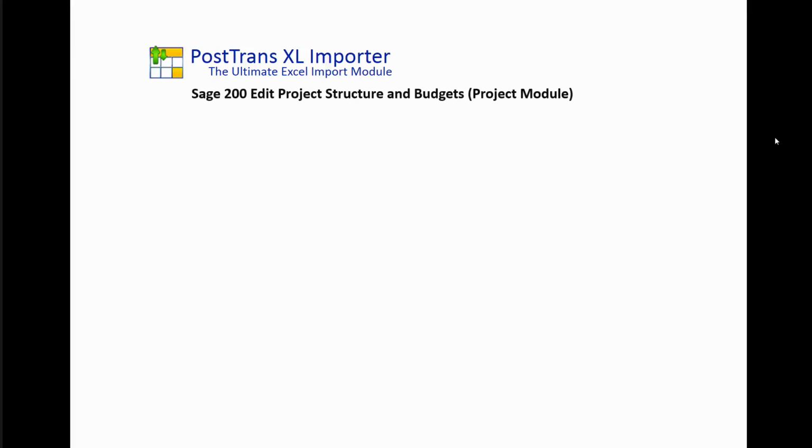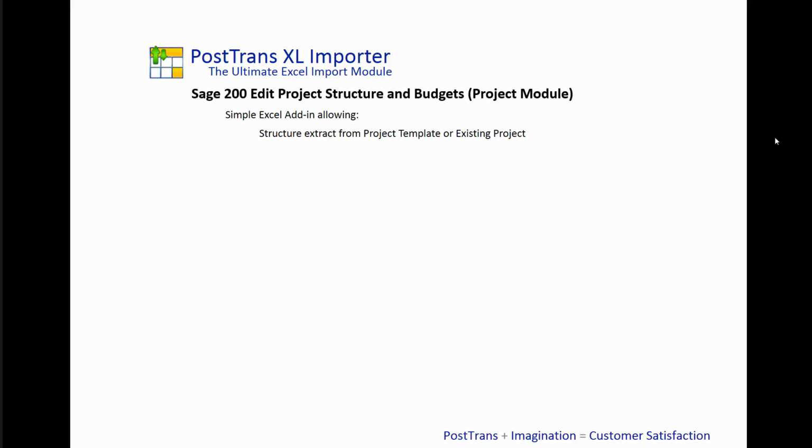In this video, I'm going to demonstrate using PostTrans for Sage 200 to edit project structures and budgets. PostTrans is a simple Excel add-in which, when added to Excel, allows us to extract project templates and existing project structures from Sage 200 into Excel. Once in Excel, we can edit that structure, add budgets, costs, etc., additional information, which when posted back has Sage business rules and validation applied.